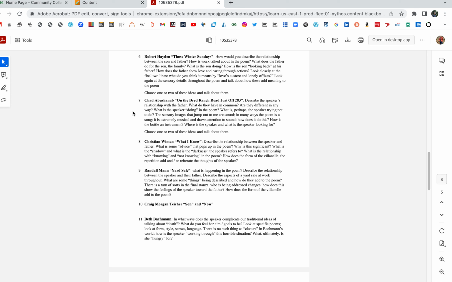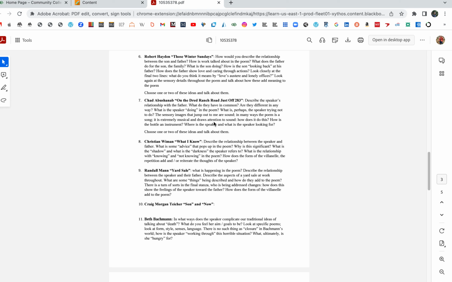Remember that? The sensory images that jump out to me are sound. In many ways, the poem is a song, a ballad of the triple whiskey jinx, right? It is extremely musical and draws attention to sound. How does it do this? How is the bottle an instrument? Where is the speaker and what is the speaker looking for?